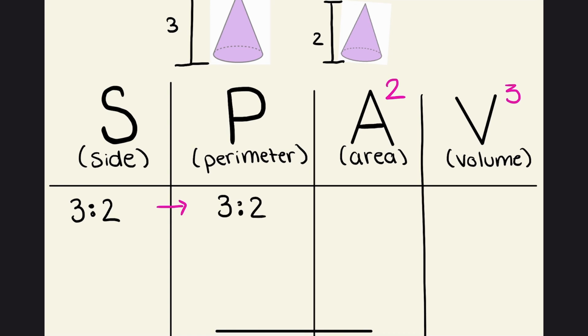But when we get to area, we're going to use that 3 to 2 to find our area by squaring each of them, the same way we squared those units. So 3 times 3 is 9, and 2 times 2 is 4, which means the ratio of these areas is in a ratio of 9 to 4, not 3 to 2. Same thing with volumes. I can use the 3 to 2, but I need to make sure that I am cubing them both. 3 times 3 times 3 is 27, and 2 times 2 times 2 is 8. So the ratio of the volumes of those 2 cones is in a ratio of 27 to 8.